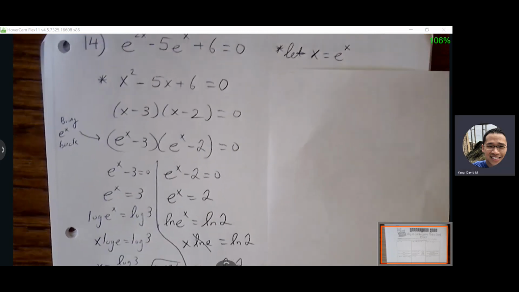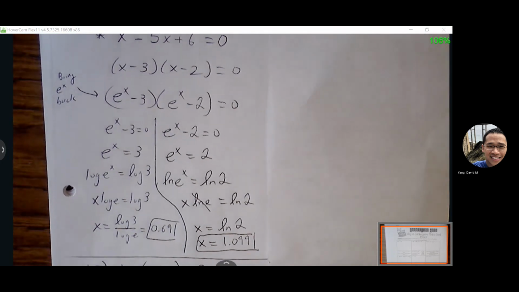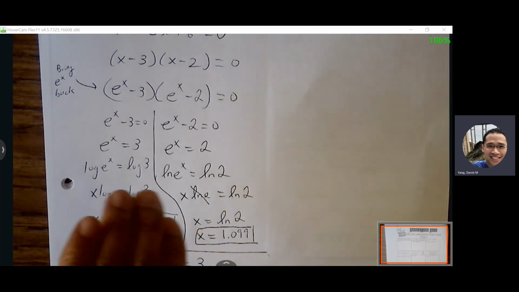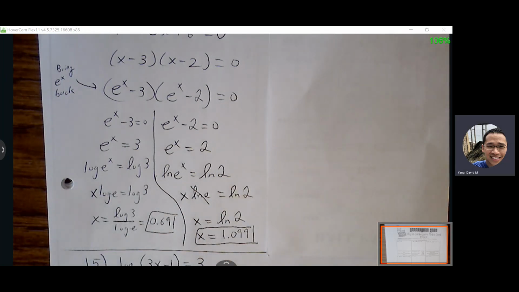Okay, I did it both ways. I did one using log. I used another using natural log. Natural log is a little bit cleaner because you can just wipe the natural log e out. It's a little bit less to plug in the calculator, but those are your two answers.